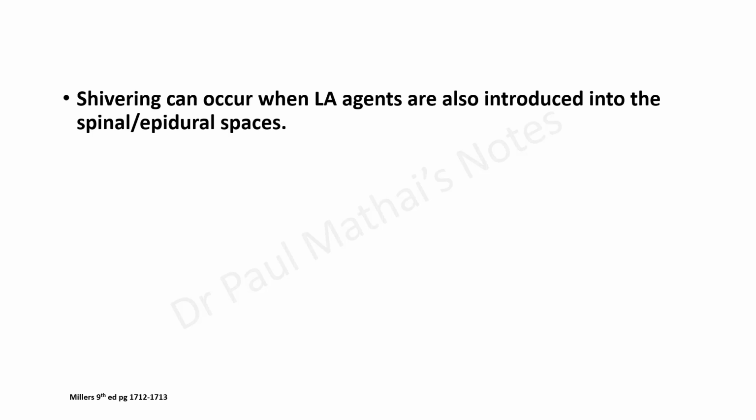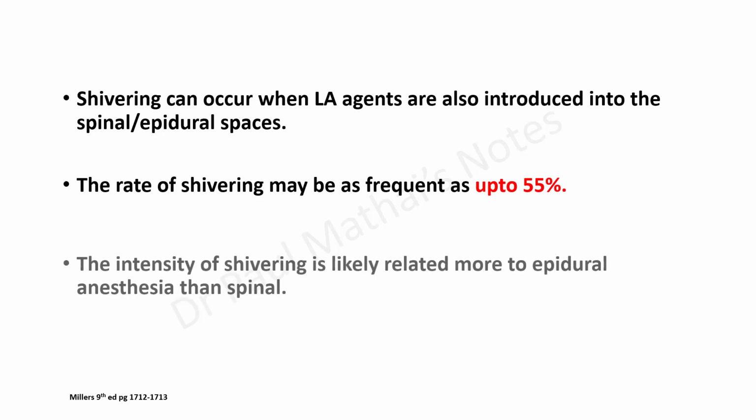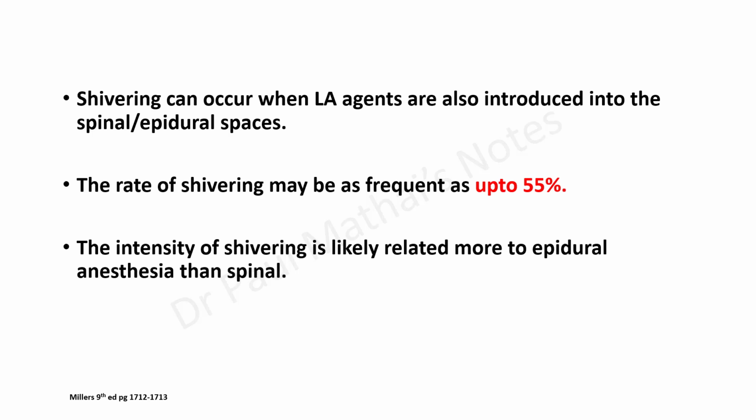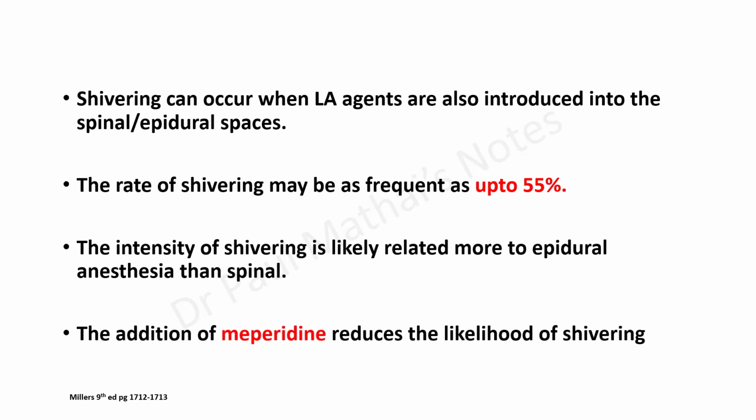In the case of shivering, this can occur when local anesthetic agents are also introduced into the spinal and epidural spaces, and the rate of shivering may be as frequent as up to 55%. The intensity of shivering is likely more related to epidural anesthesia than spinal, and the addition of meperidine reduces the likelihood of shivering.